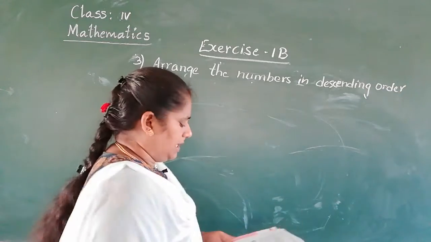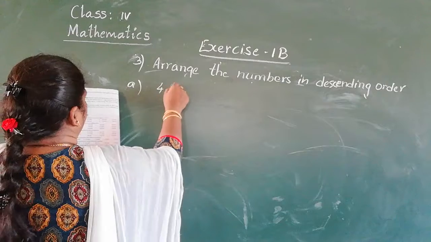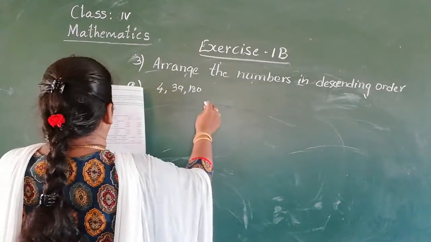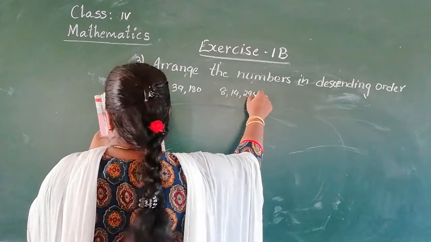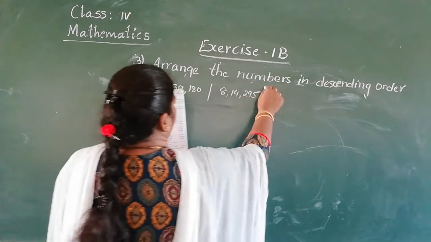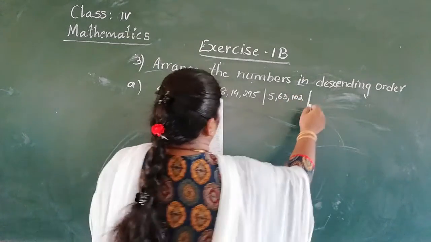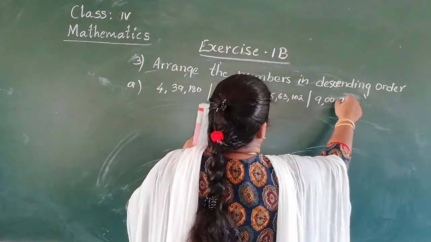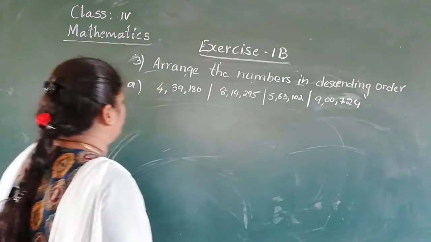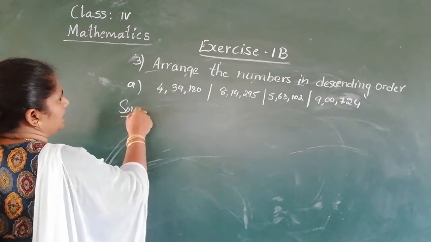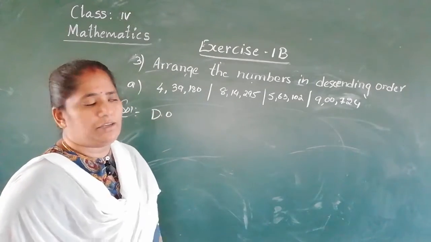Okay, come on, see here. The first one, 4,39,180. Next, 8,14,295. Next, 5,63,102. Next, 9,724. Okay, so this is the problem. So descending order, DO. DO means descending order, biggest to smallest.